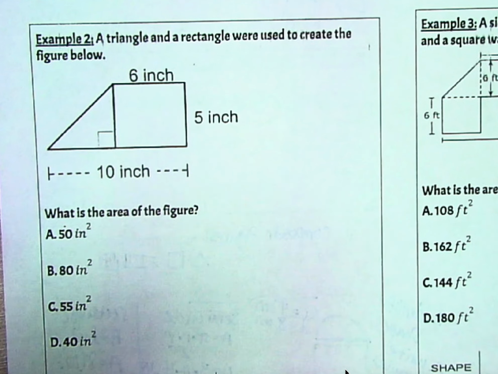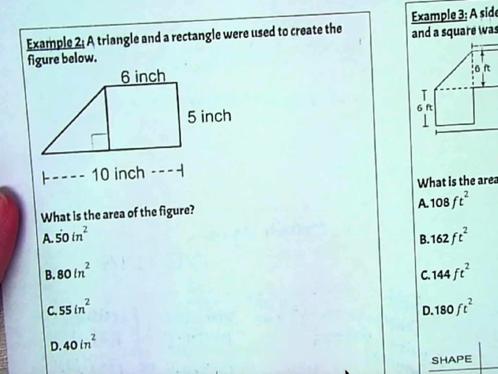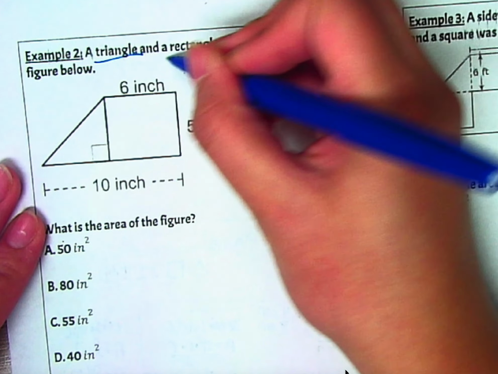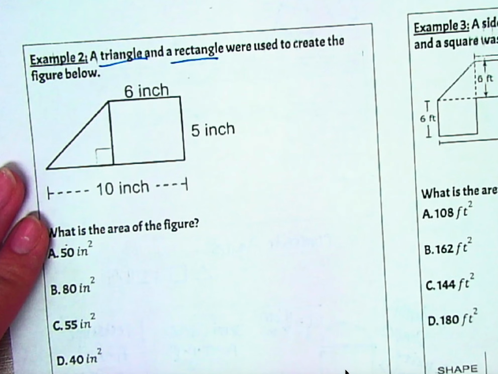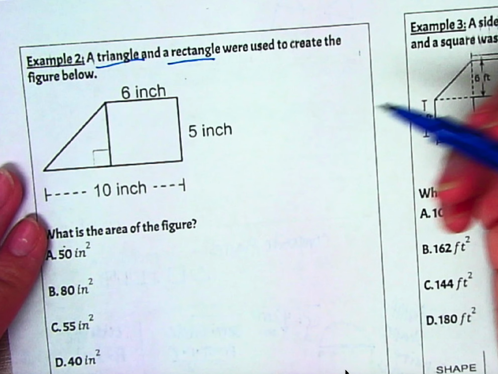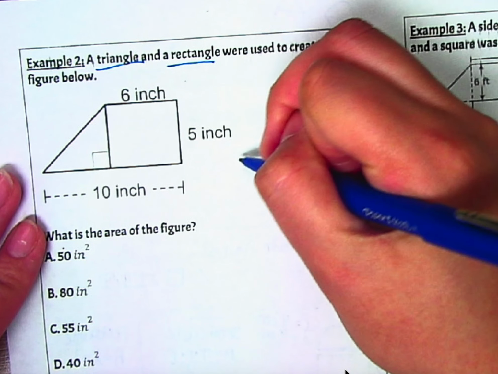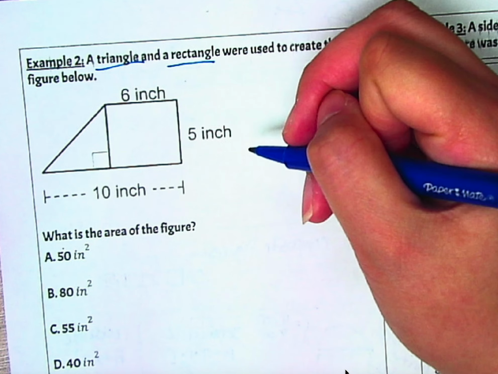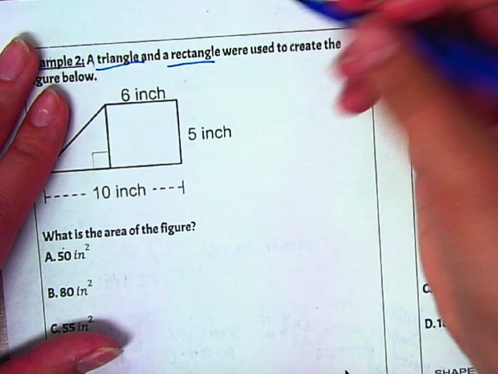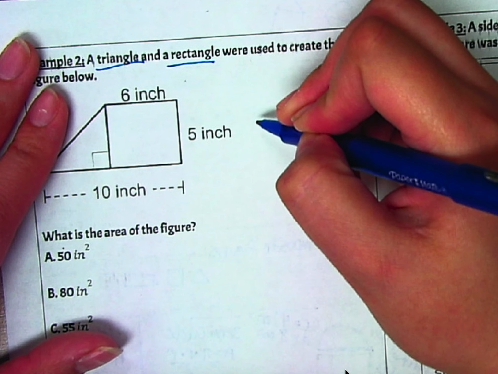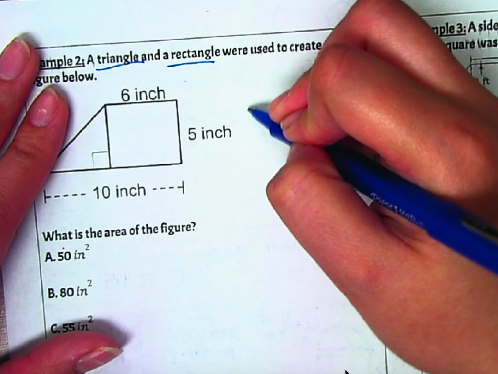Okay, example 2 says a triangle and a rectangle were used to create the figure below. So it's telling me what this figure is made up of. It's made up of a triangle and a rectangle. So I'm going to go ahead and do step 1. Step 1 was to identify my shapes.